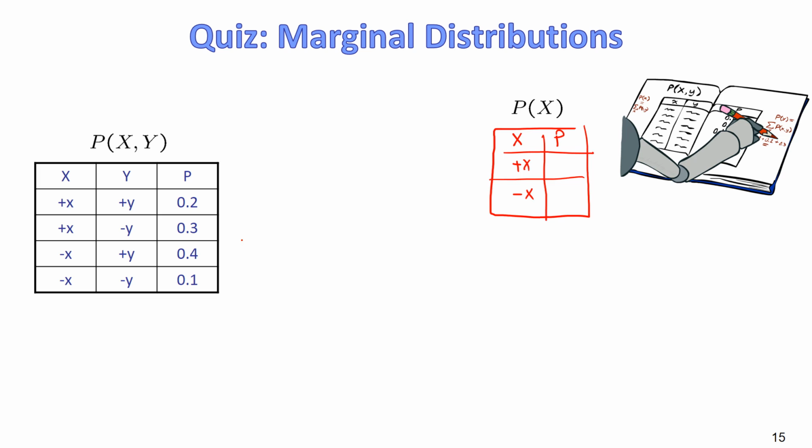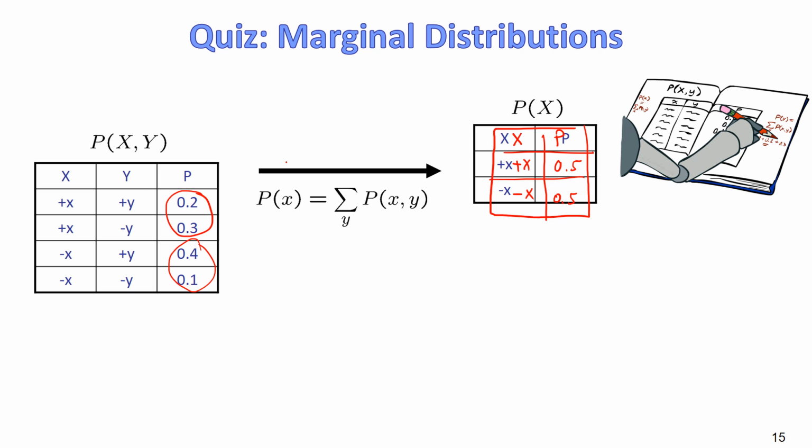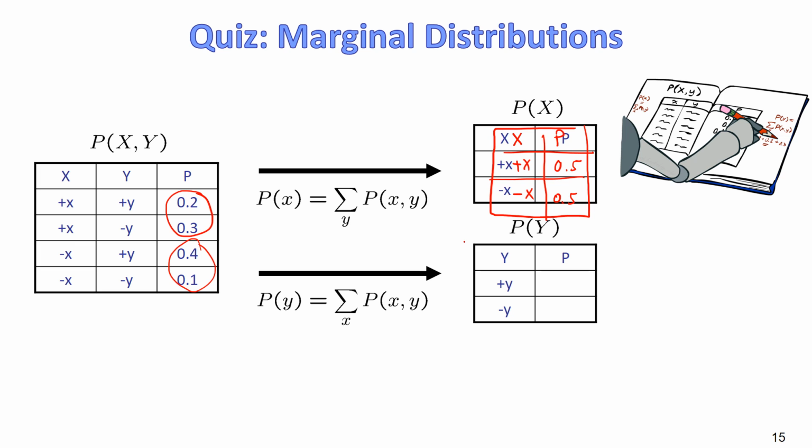Okay, now what are the probabilities? Tell me how. So plus x here, Yusuf. Yes, so that's 0.5, and 0.4 and 0.1 is 0.5. Okay, so now we eliminated y. Okay, now how about the probability of y, Yusuf?